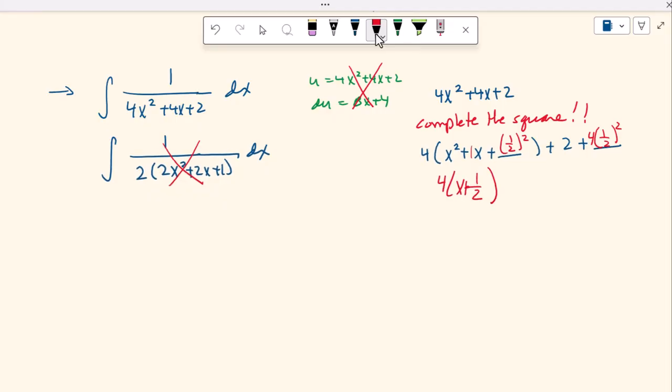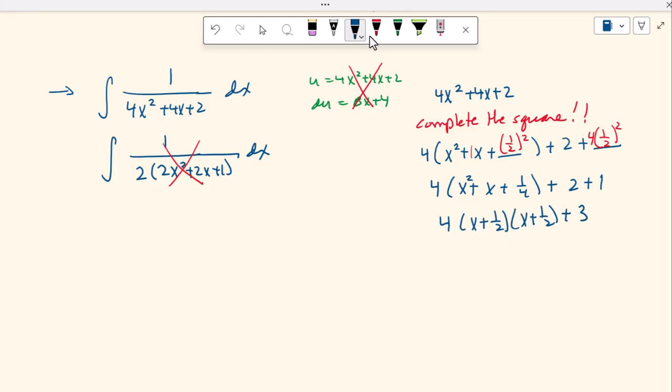So this factors now, and I could show one more step here. This factors now into 4 times the quantity x plus 1/2. Actually, I'm going to back up one more step. 4 times x squared plus x plus 1/4, plus 2 plus 4 times 1/4, which is 1. So 1/2 squared is 1/4, and 1/4 times 4 is 1. So the way that this will look is x plus 1/2 times x plus 1/2 when I factor it, plus 3. 4 times the quantity x plus 1/2 squared plus root 3 quantity squared.